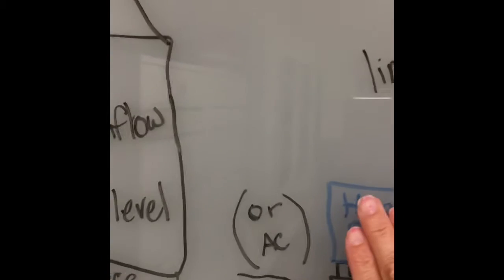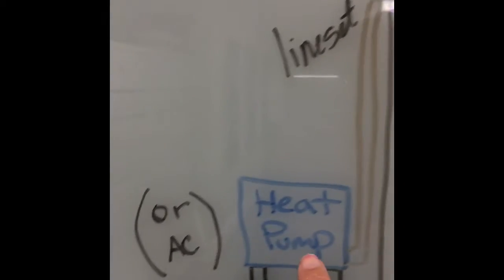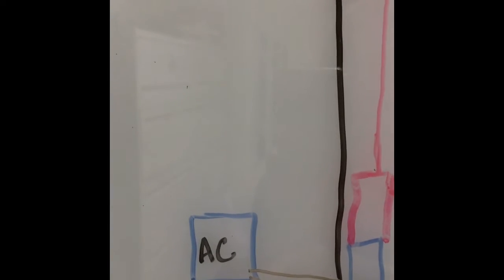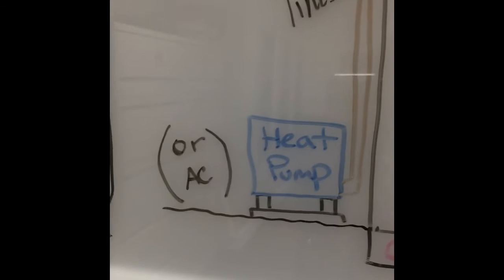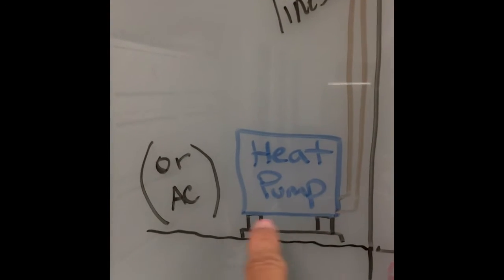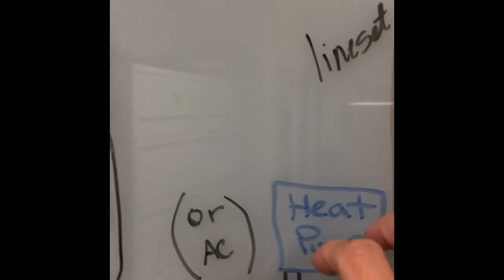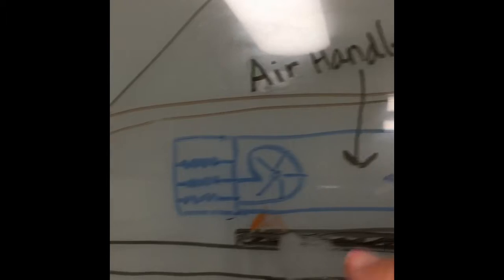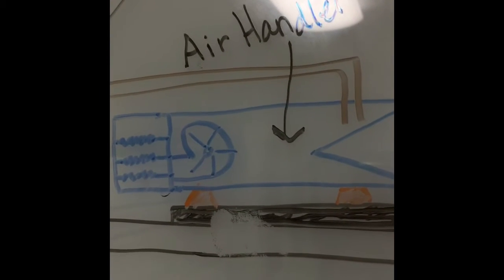Now forget for a second that it says heat pump, because we're going to get back to that. So pretend that this is an AC, an air conditioner. Air conditioners and heat pumps are virtually identical looking, besides a heat pump is on legs. So we're going to pretend like it's an AC. What we have to have is an outdoor unit that's an air conditioning unit, but we have to be able to move the air, which is an air handler.